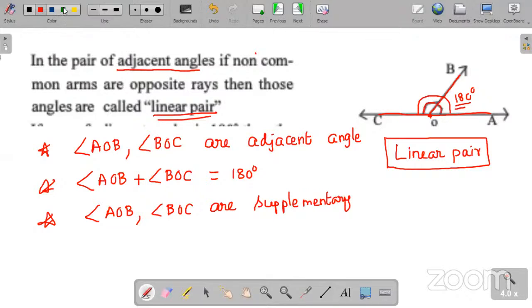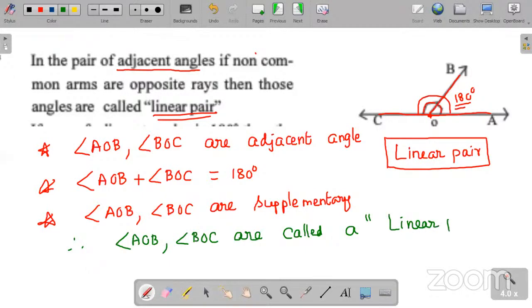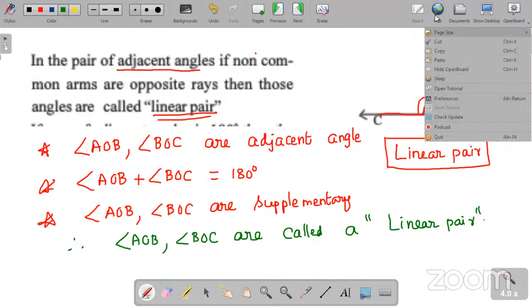Then a very, very important point. Therefore angle AOB and angle BOC are called a linear pair. A linear pair. This is very, very important. Clear? Yes or no? Okay. You got it now?